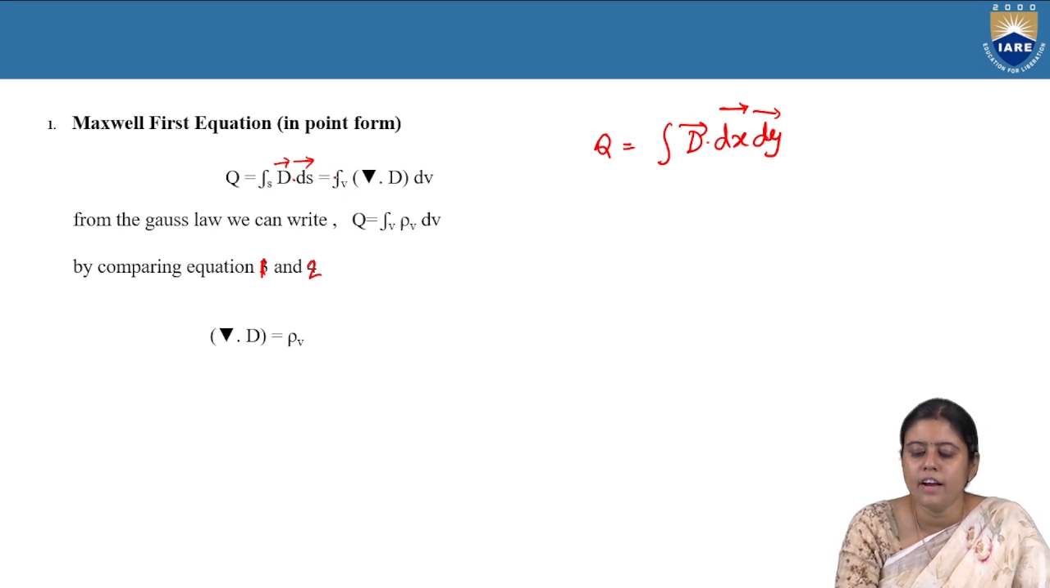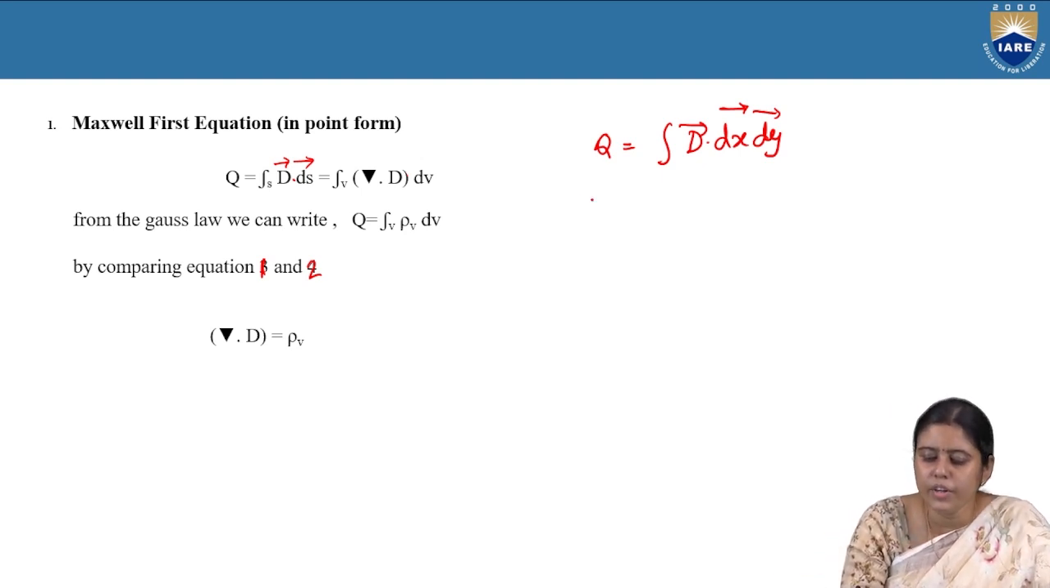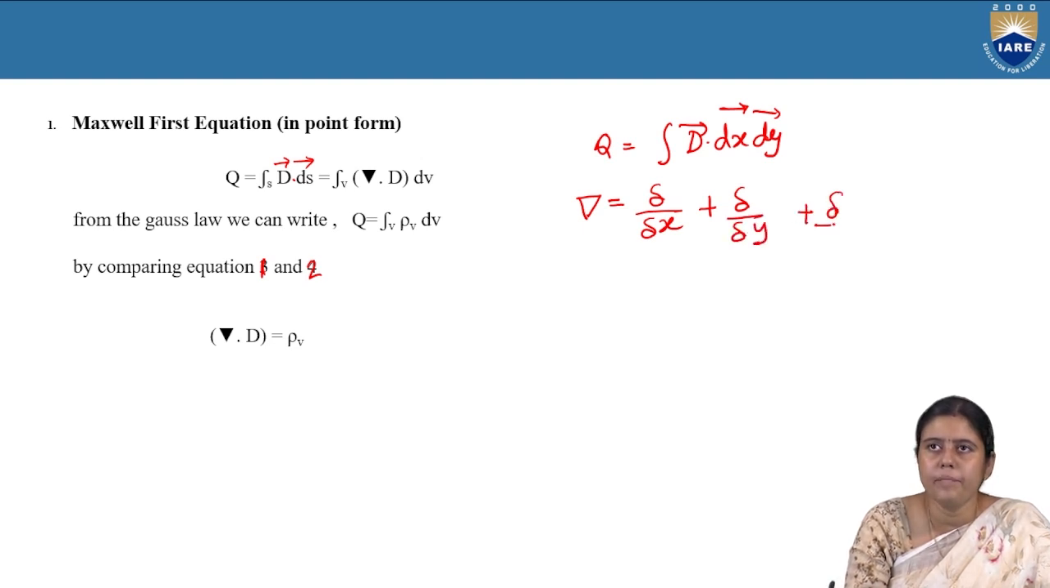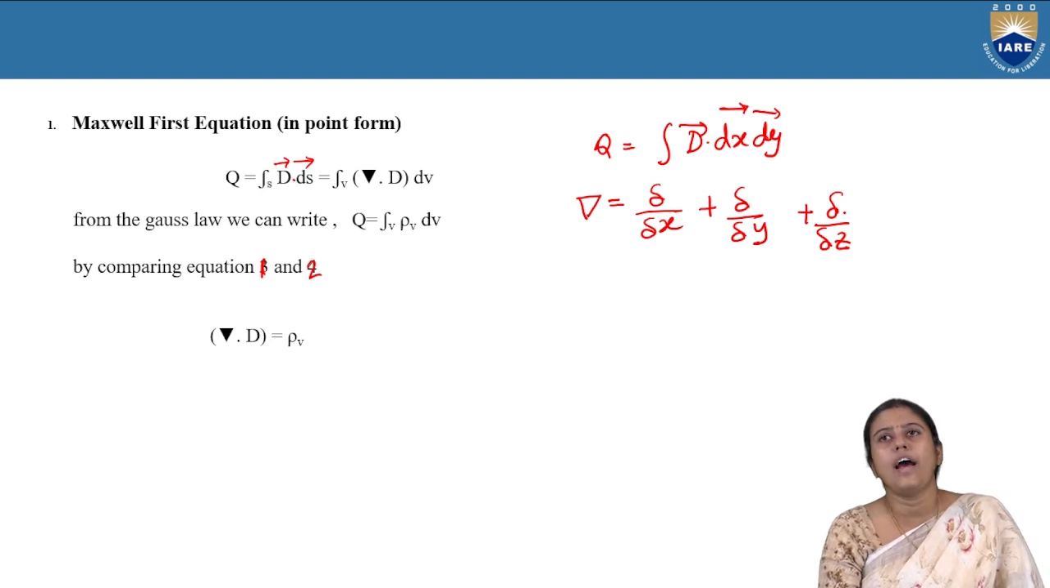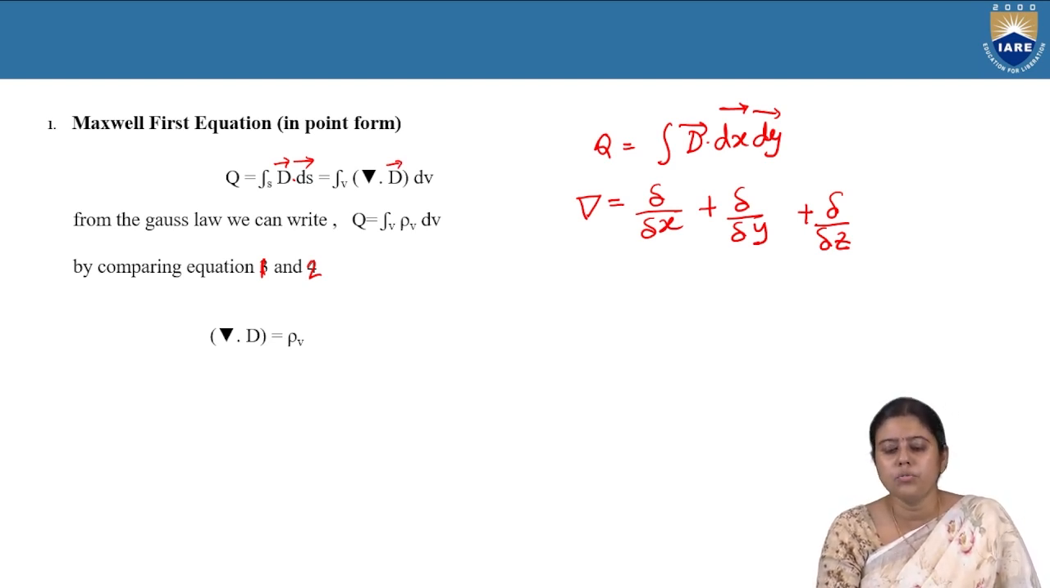So we are doing the volume integration. The integration of grad dot D dv gives the volume integration, so we can write Q is equal to the integration of grad dot D dv. What is the grad? Grad is equal to del by del x plus del by del y plus del by del z. So the grad operator has 3 parts, and grad dot D gives the total charge Q into dv.